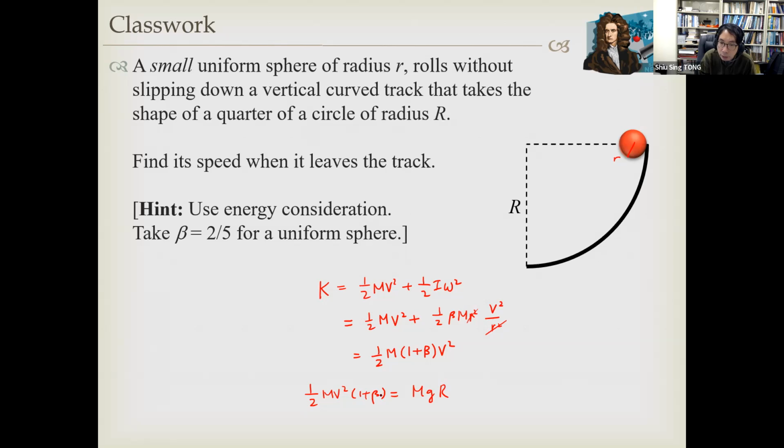Okay, and this is correct also, because now the vertical height of the descent is capital R. If we neglect the little bit of radius of this sphere, the height is essentially mg big R. So we got V. The V is 2gR over 1 plus beta, square root. Now the beta is 2 over 5, right? And so this will become 10gR over 7, square root. So you all got the same correct answer. Congratulations.